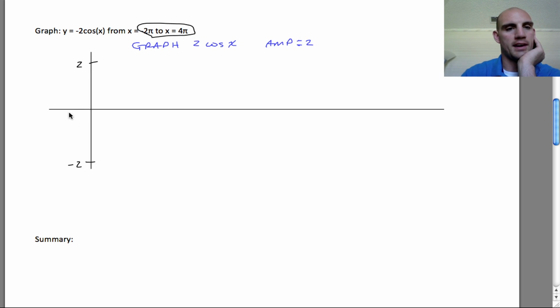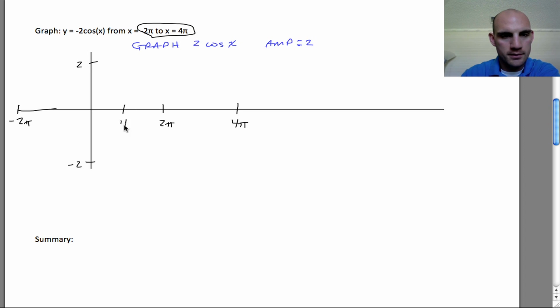I'm not going to worry about that just yet because I know that if -2 pi is over here, didn't quite make my line long enough, but that's fine. And if 2 pi is here, that makes this 4 pi. Because the cycle repeats itself, guys, I know that halfway in between, it's going to reach its minimum, and again halfway in between, and again halfway in between.